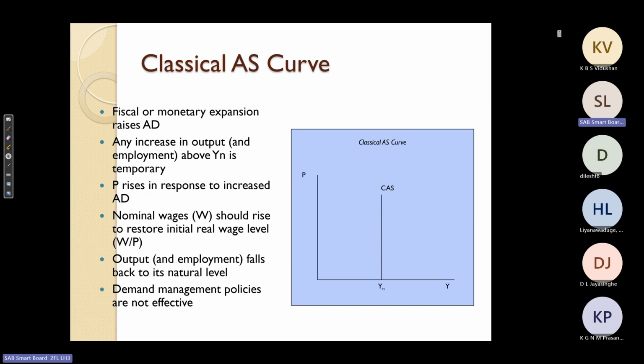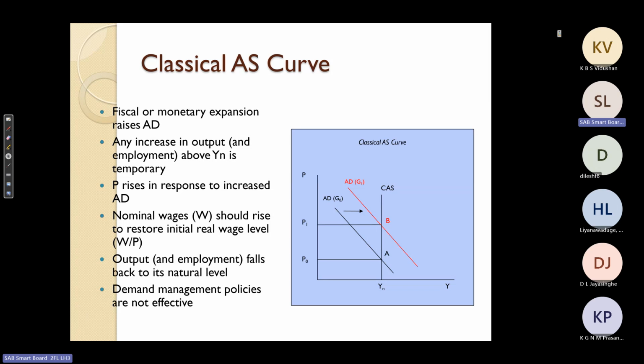The classical aggregate supply curve is vertical because changing the demand has no effect. The demand side factors are not effective. In the classical version, fiscal policy actions are not effective, because supply determines output. Output and employment depend on the supply side factors. If the supply side factors change, if we increase the factors of production and the technology, the supply curve shifts right, and then it will change the output. Changing the demand is not effective here. That is the classical idea.